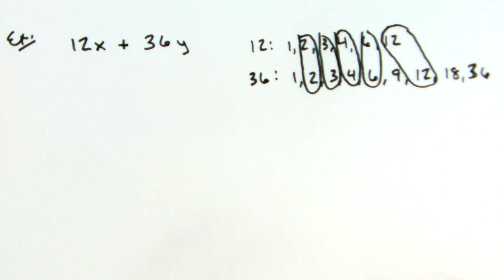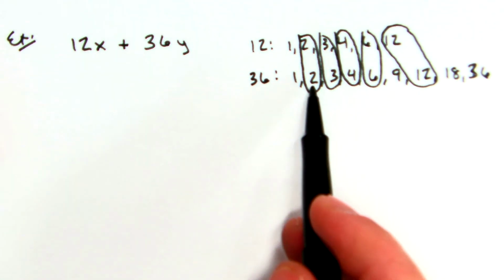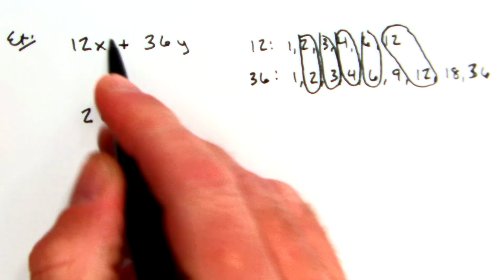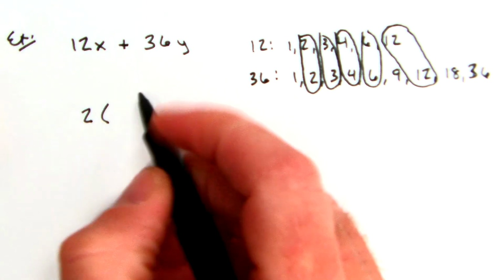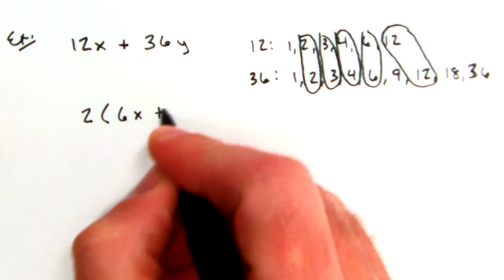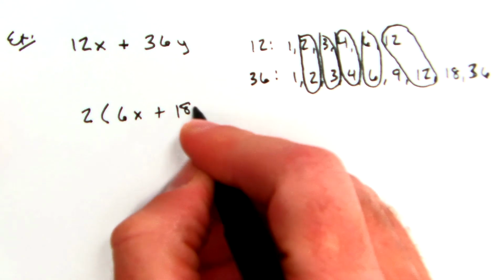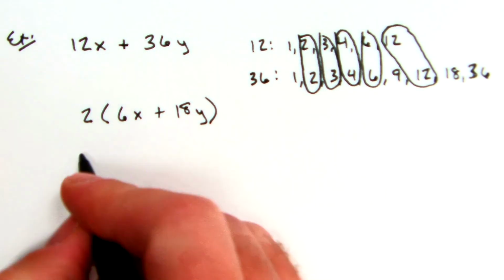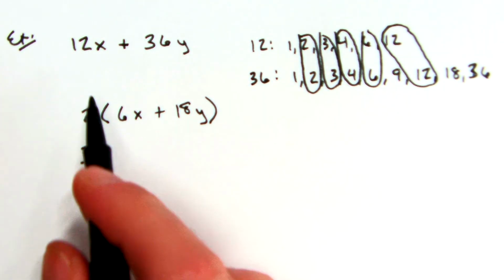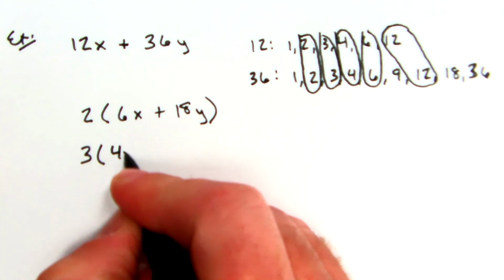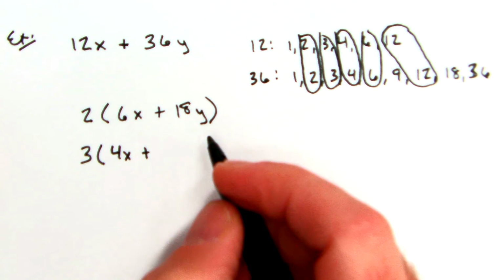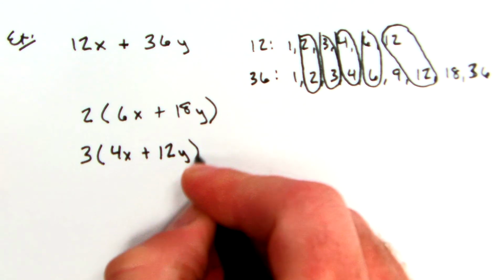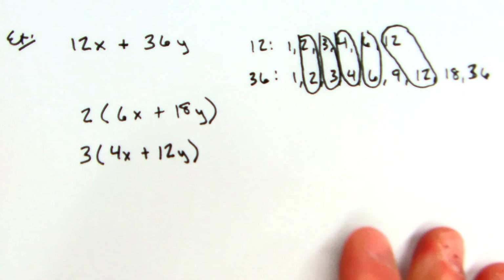Well, let's look at how we could do this. If we use our shared factor of 2, we break this down. Well, what times 2 gets you 12? 6. What times 2 gets you 36? 18. So there's one option. What if we use a common factor of 3? Well, 3 times what gets you 12? That would be 4, so 4x. 3 times what gets you 36? And that would be 12. So 3 times (4x plus 12y).